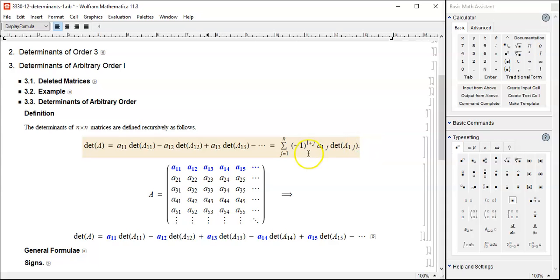Now when j is 1, we have 1 plus 1 in the power. So negative 1 to the even power is always positive. Negative 1 to the 2 power. And then as j goes to 2, 3, 4, 5, and so on, we have 1 plus 2, 1 plus 3, 1 plus 4, and so on. So this power alternates from even, odd, even, odd. Consequently, negative 1 to this power alternates: plus 1, minus 1, plus 1, minus 1, like that. So that's the definition of the determinant.